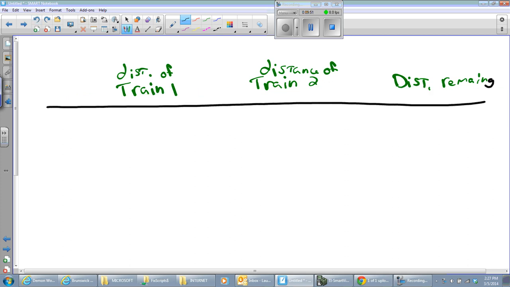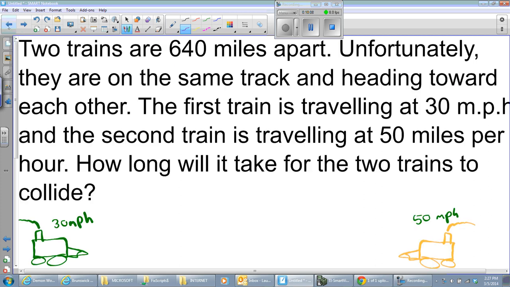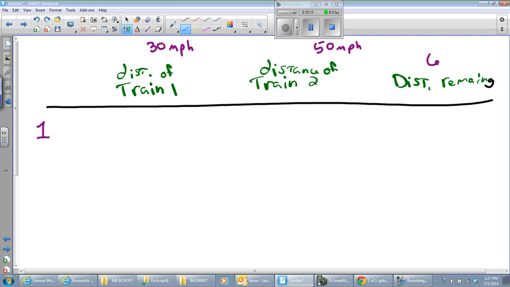Okay, so after 1 hour, the first train's going 30 miles per hour. I might write that up here, 30 miles per hour. Second train's 50 miles per hour. And then the total distance was what? Was it 640? Yeah, 640 miles apart. Okay. It's gone 30, and this one's gone 50. And 640 minus 80 would be 560. Okay. So this one's gone 30 miles. This one's gone 50 miles. There's 560 miles left. After 2 hours, I get some divisions here.